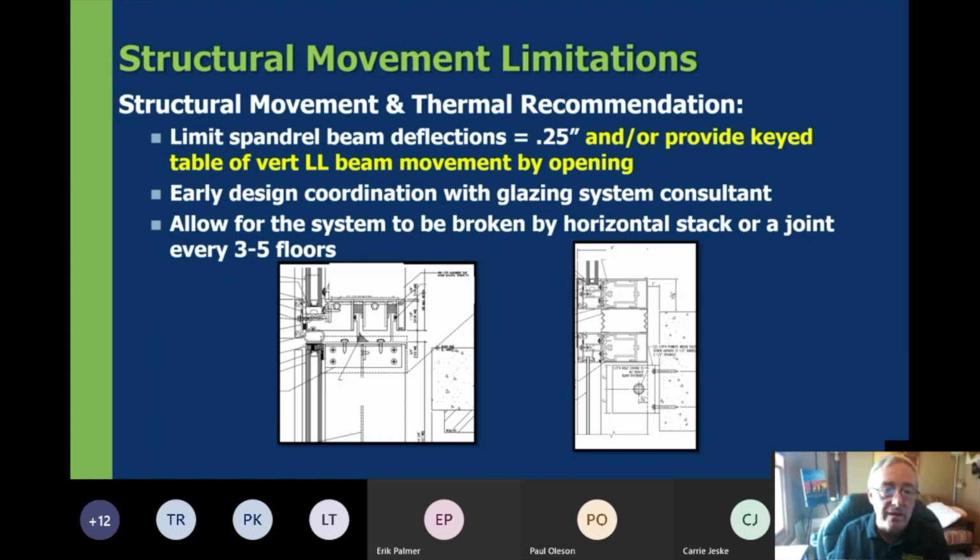And so a lot of the delegated design has evolved over the last 20 years since codes were changed and the delegated design process started entering into the specifications. Before that, it was all done internally by the system manufacturers themselves.